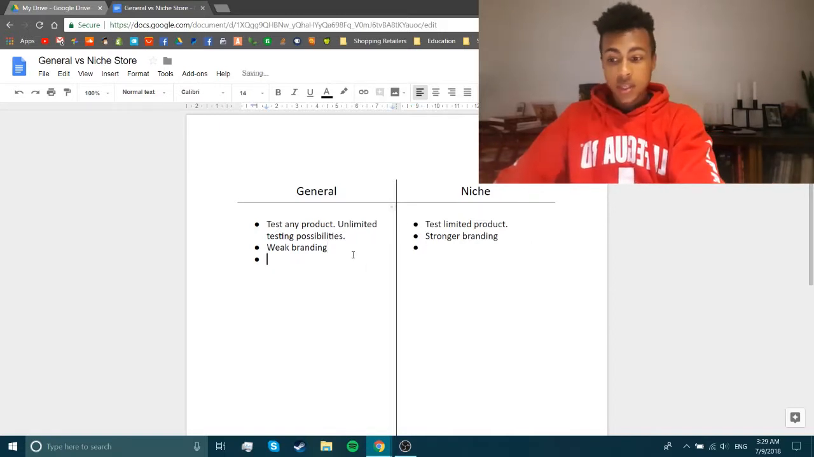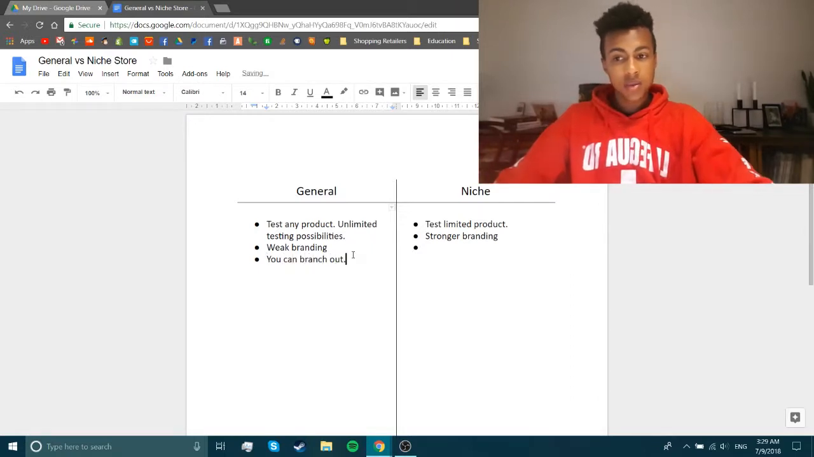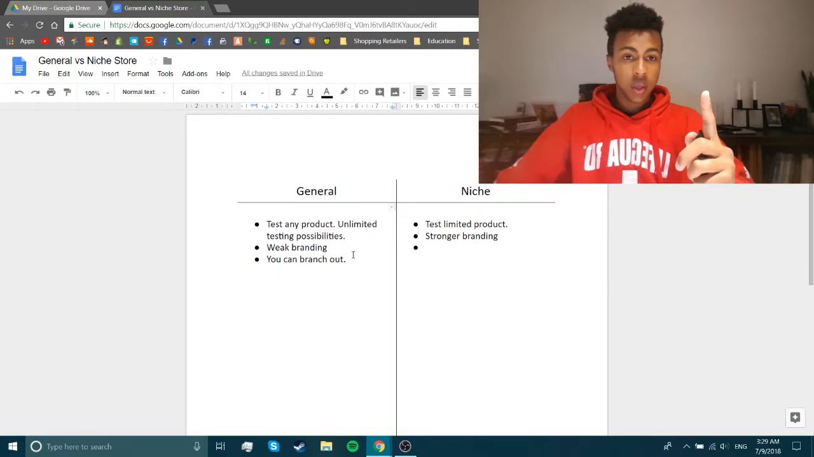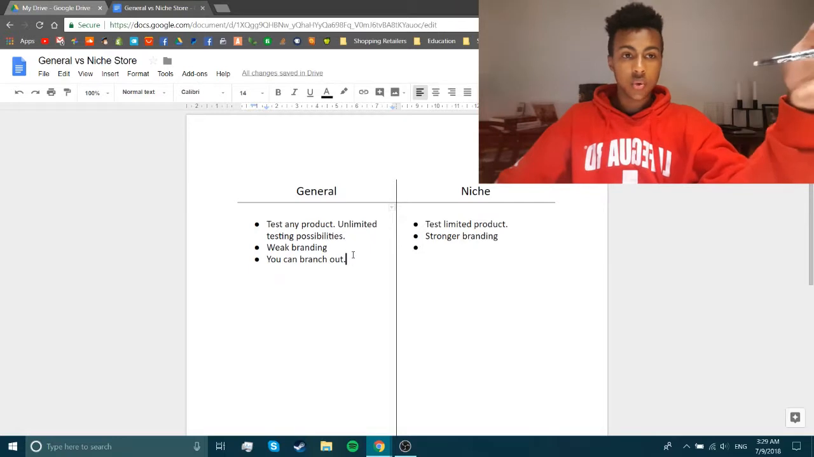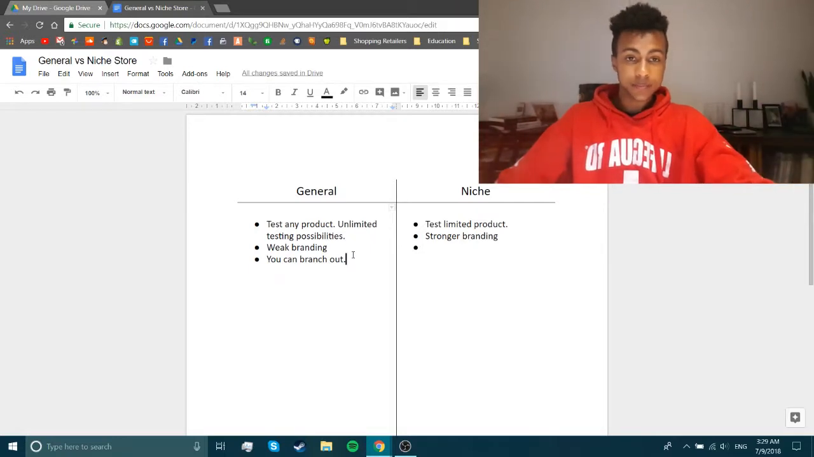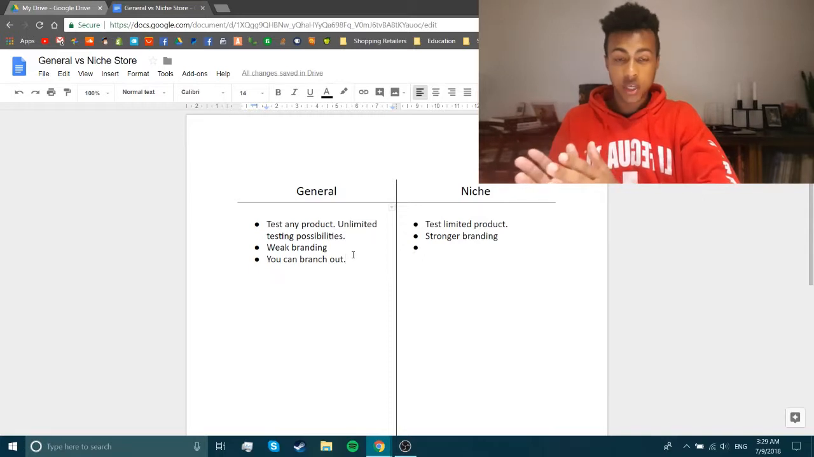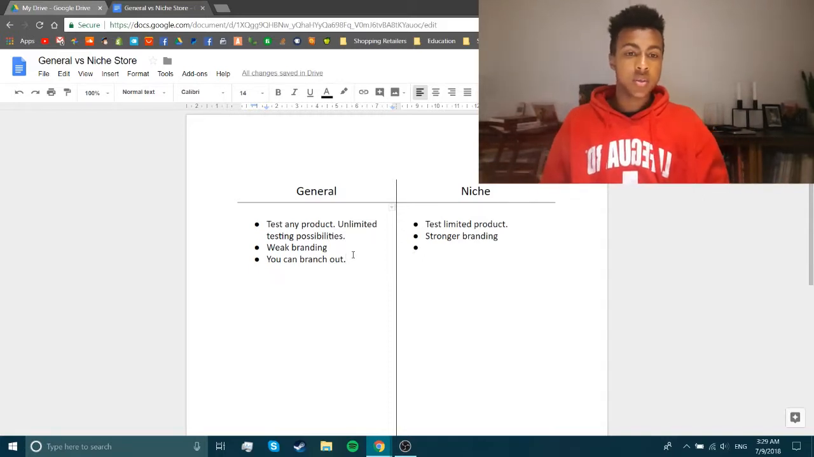Another thing about general stores is that you can branch out. What I mean is if you find one winning product with a general store, you can take this product and make a new store, a niche store, with it. You take the profitable product from your general store to your niche store and build a brand around it, so that you can get more customers that are interested in the niche. You can get their emails, so you can make a lookalike audience for targeting.